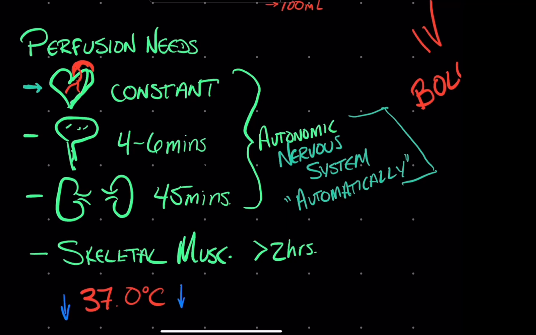Second down the list is the brain. You can last about 4 to 6 minutes without freshly perfused blood. Obviously, you're going to have a gradual decline in function through that 4 to 6 minute period. Confusion, altered level of consciousness, things like that, right? After that point, the brain ceases to function properly.